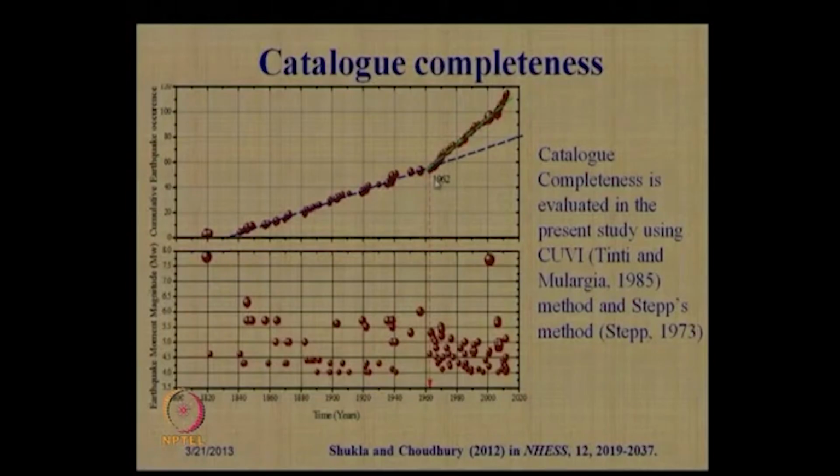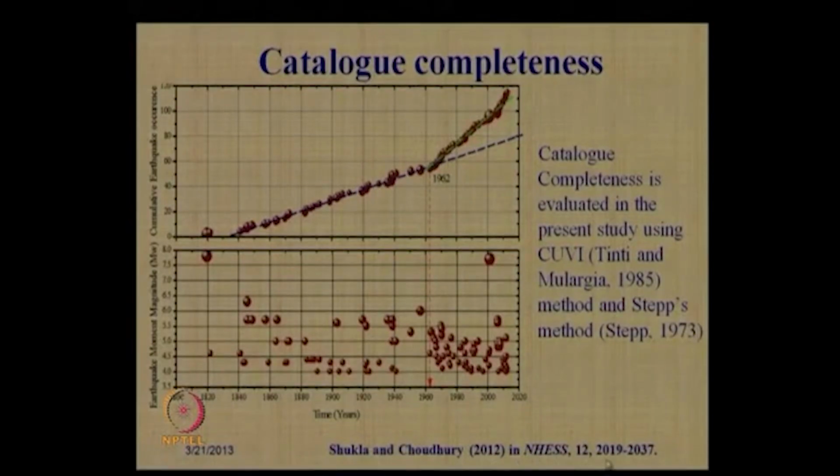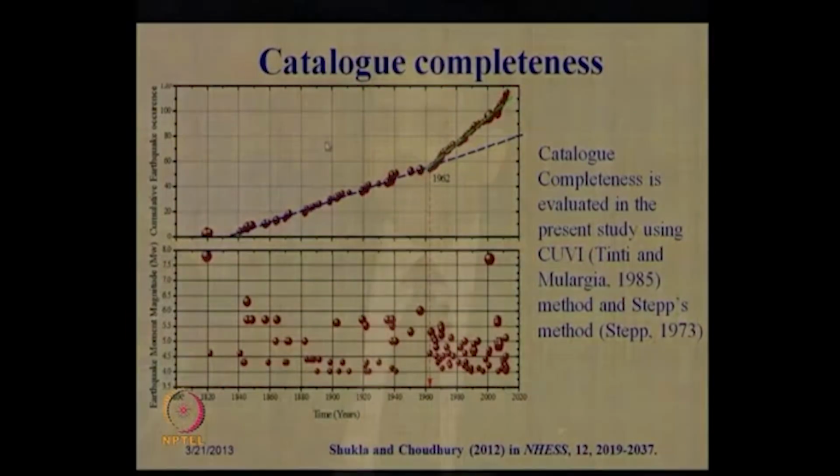1962 is the year we obtain for the present analysis, and the details are available in the journal paper by Shukla and Choudhury, 2012, in the Natural Hazards and Earth System Sciences journal. This is the volume number, this is the page number. One can go through that paper for the detailed study on this earthquake catalog generation and on checking the catalog completeness. Now, let us continue in today's lecture further.